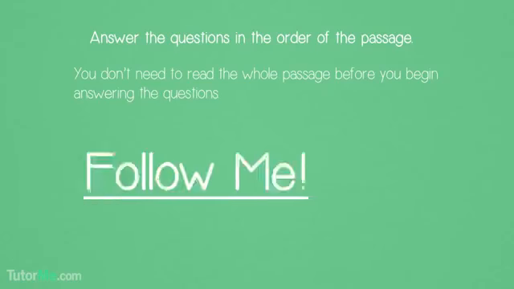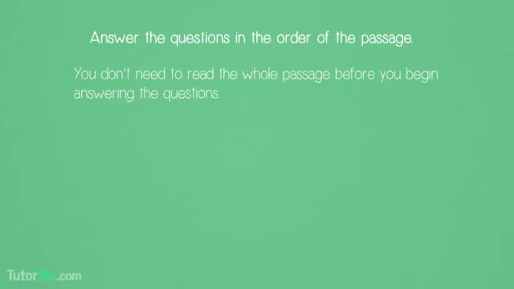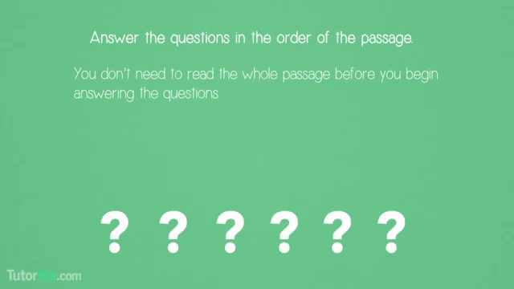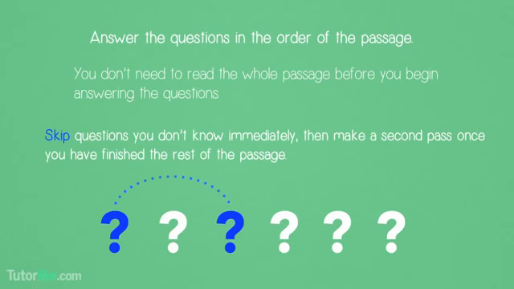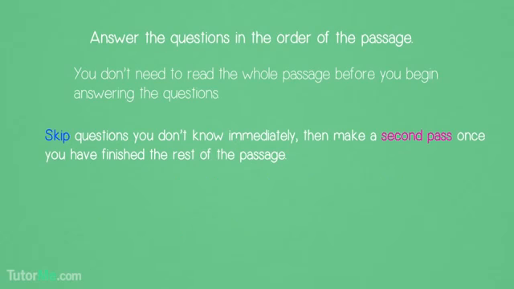Underlined questions will direct you to the exact portion of the passage you'll need to return to. You won't have to go digging like you will on the reading test. For boxed questions, you'll most likely need to read entire paragraphs and sometimes the passage itself. So, get a general idea of the subjects and events of the passage, and then jump right into the questions. Skip the questions you don't know immediately, then make a second pass once you've finished the rest of the passage.